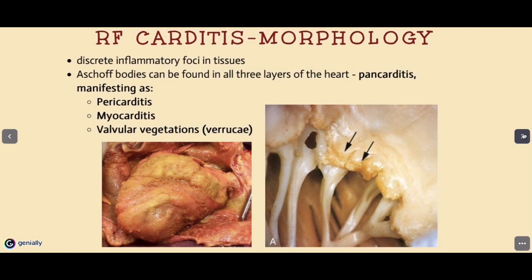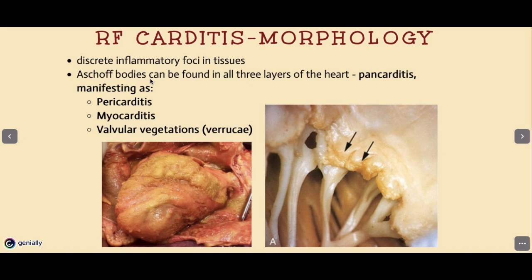Now let's have a look at some pertinent morphological changes that can be seen in rheumatic fever carditis. So this is inflammation of the heart or involvement of the heart in an episode of rheumatic fever. So the underlying pathology is that there will be discrete inflammatory foci in the tissues. So the inflammatory foci are called Aschoff bodies. I'll show you what they look like in a moment.